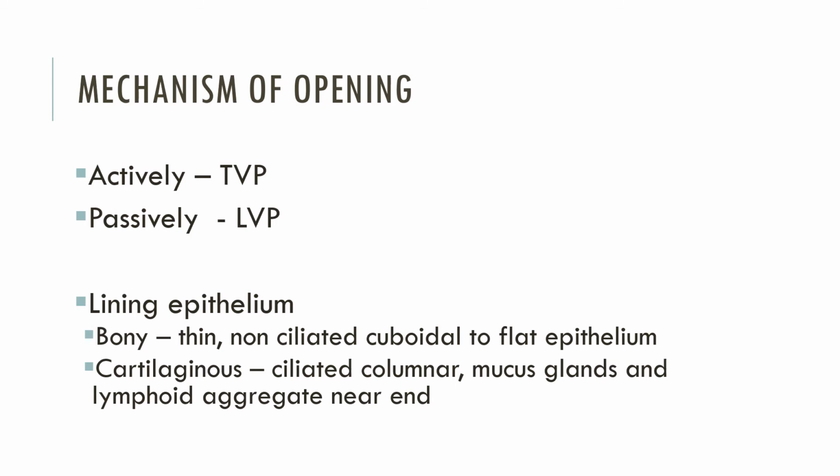The bony part is lined by thin non-ciliated cuboidal to flat epithelium, whereas the cartilaginous part is lined by ciliated columnar epithelium with mucous glands and lymphoid aggregates near its end, which are called the tubal tonsil.